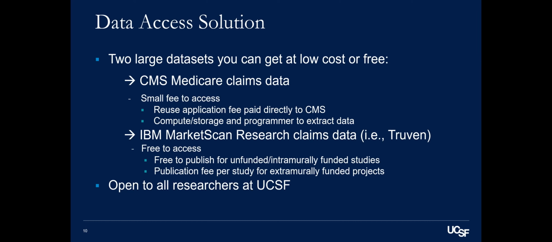And then if you are doing a study with extramural funding, like you have a grant to pay for the research, there is a fee that basically is linked to the publication that you do. So there is a fee for the data, and that fee is heavily discounted from what it would cost you to buy the data on your own. So you can get the data for free, for example, with a RAP grant, if you're doing preliminary data in preparation for a grant proposal. And then when you get your R01, the cost of purchasing or accessing the data is much lower than it would be on your own. And this is available to all researchers at UCSF.